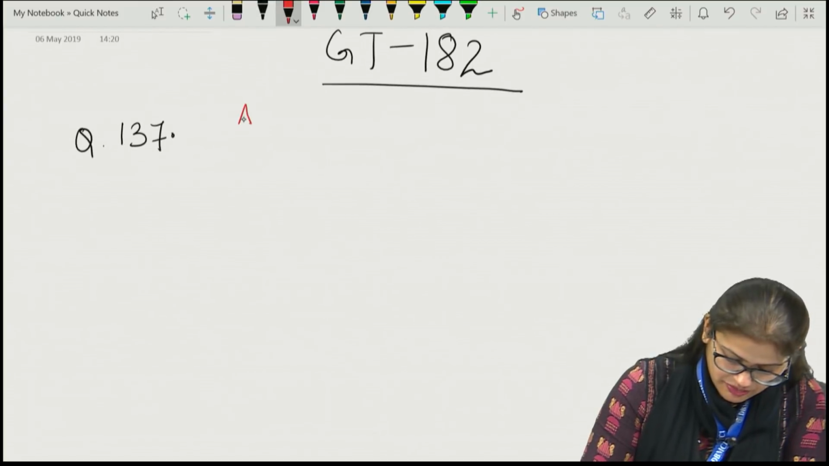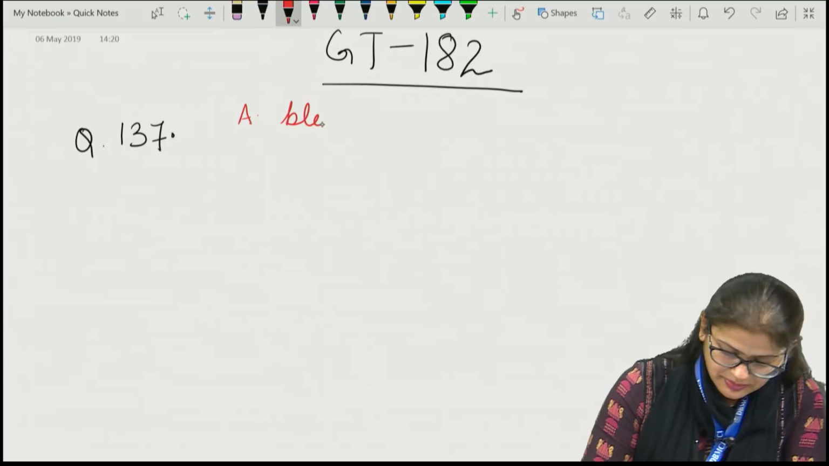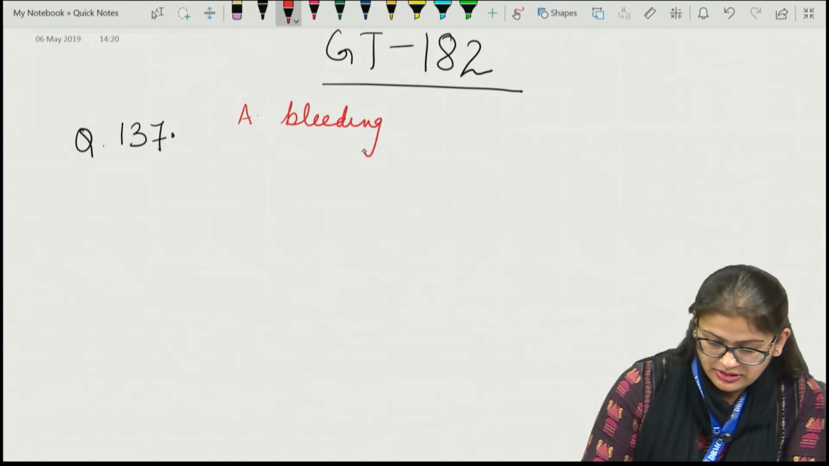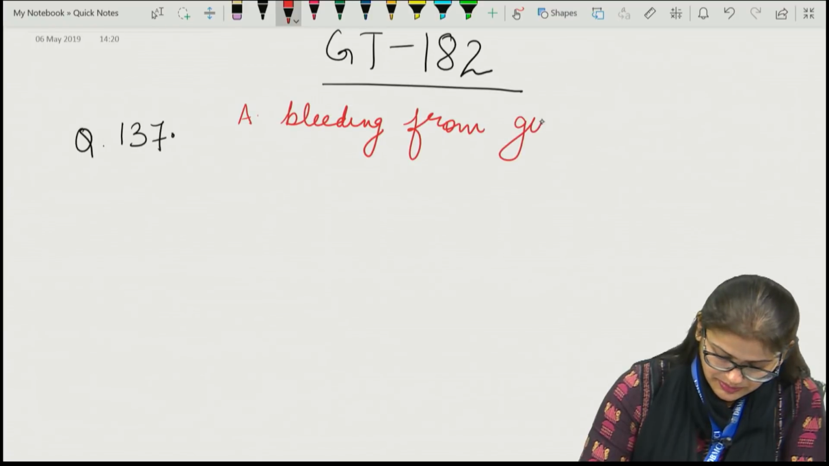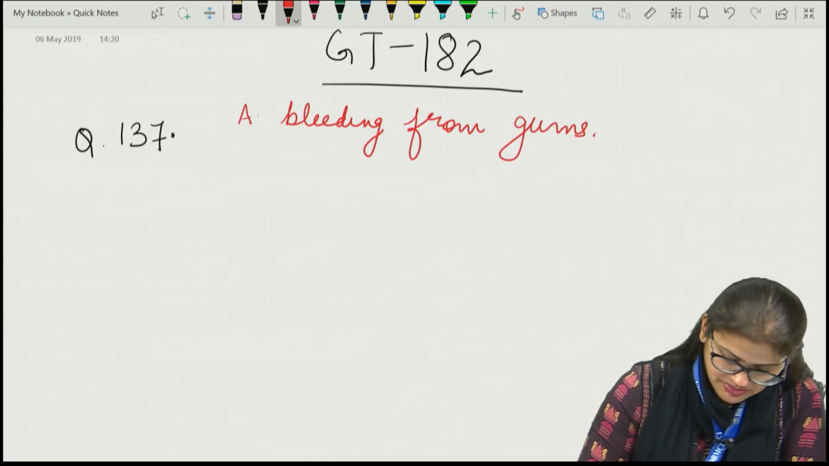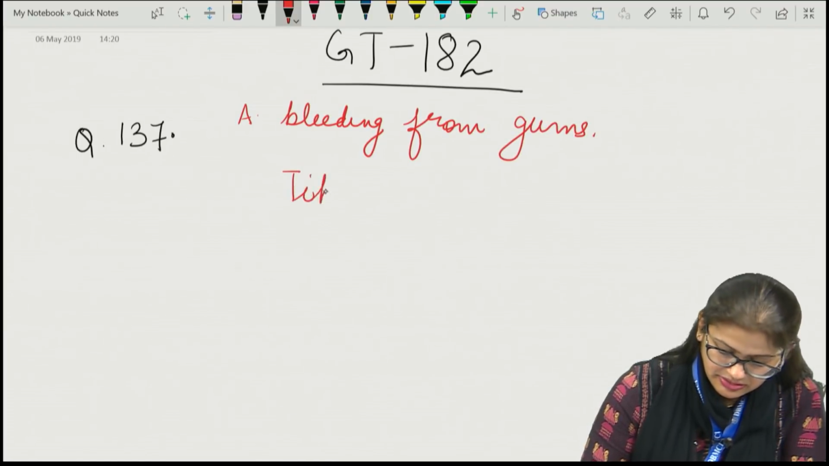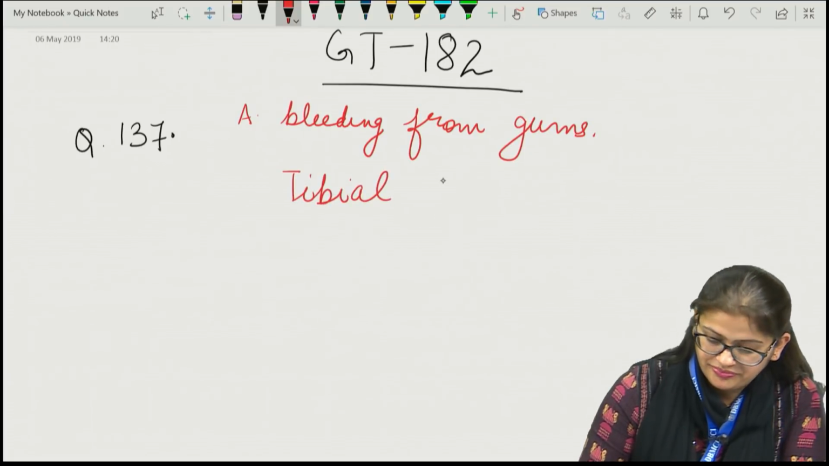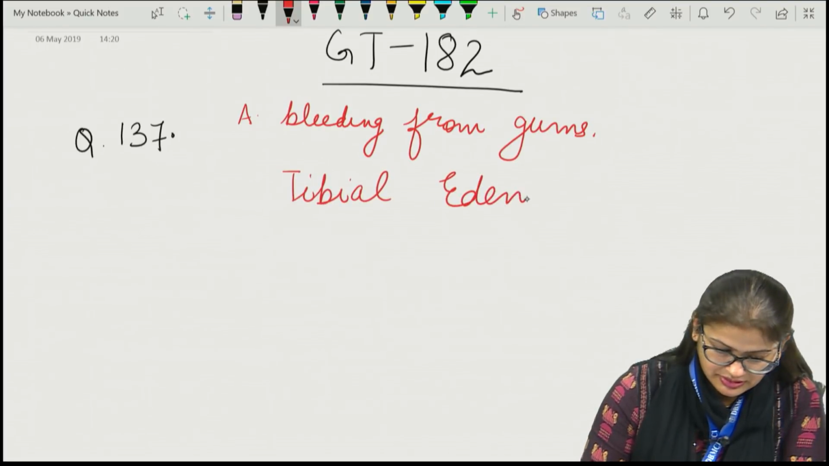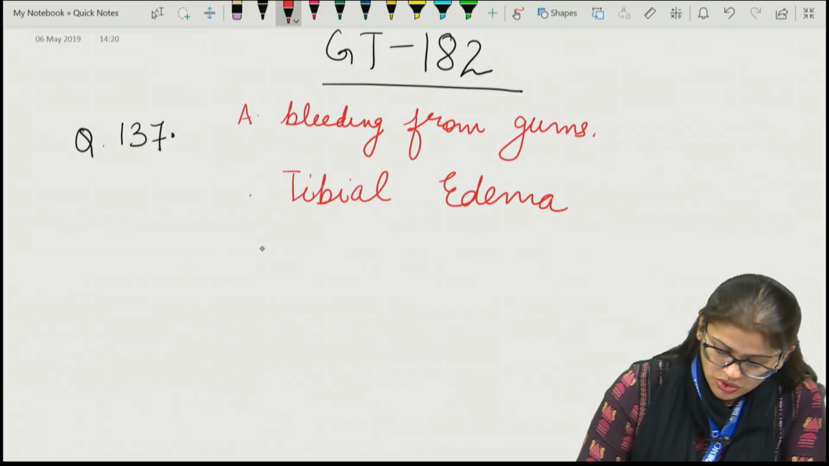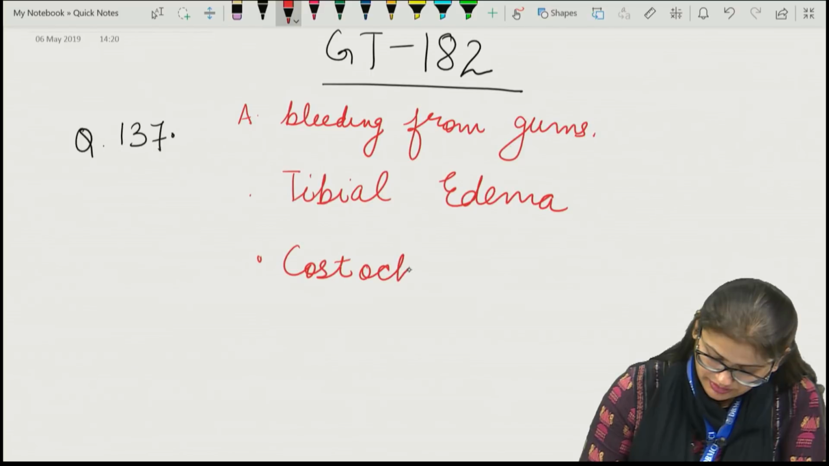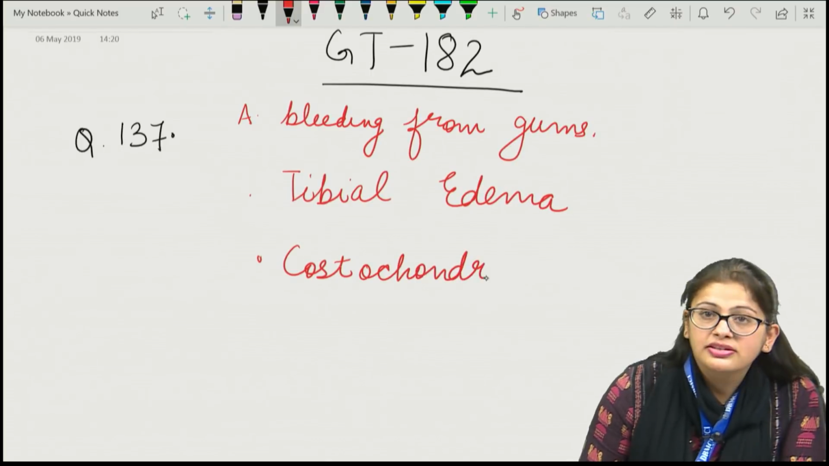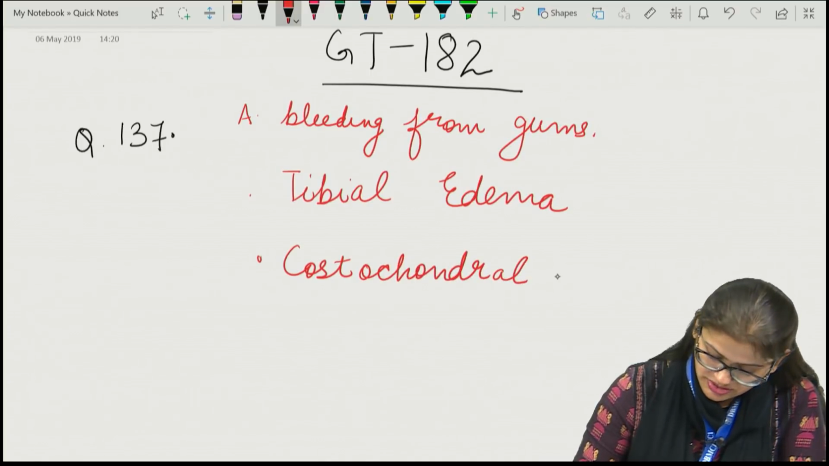A, bleeding from gums, tibial edema, and costochondral junctions becoming angular. So these are the three correct options to this question.